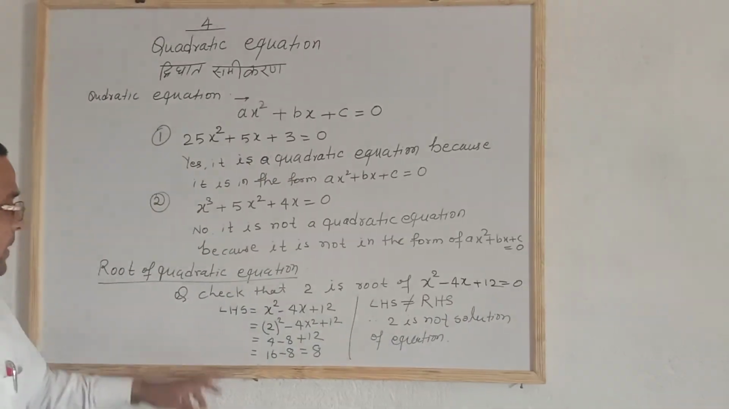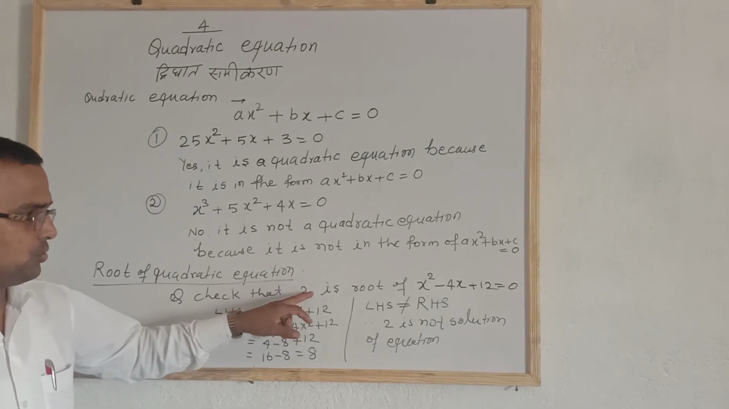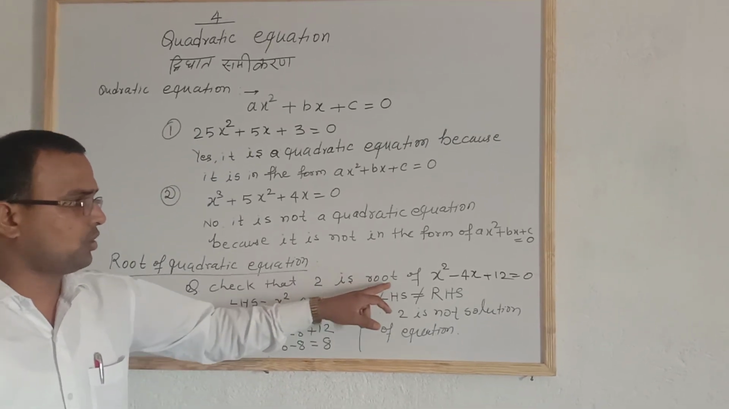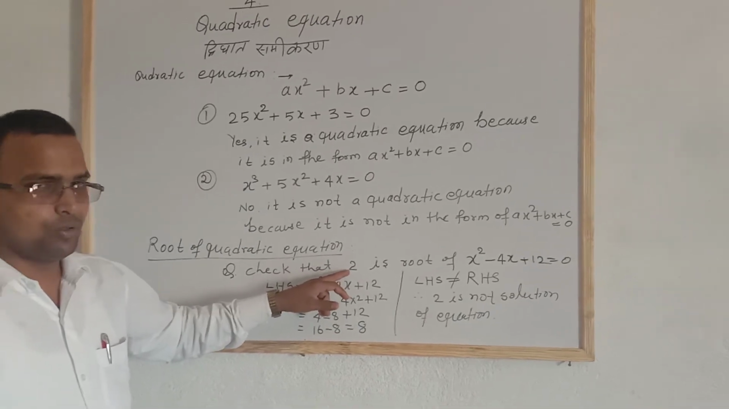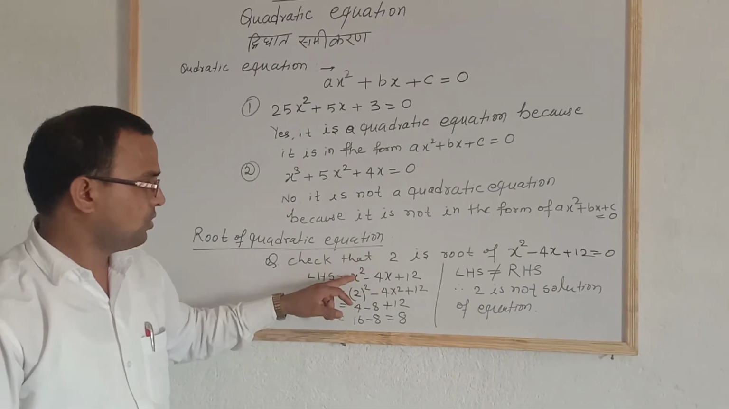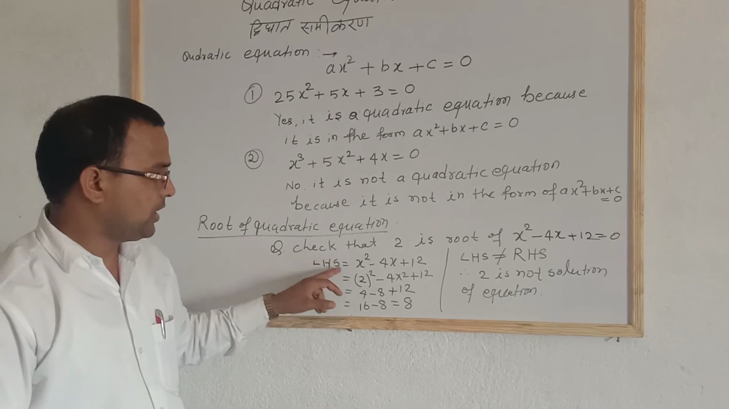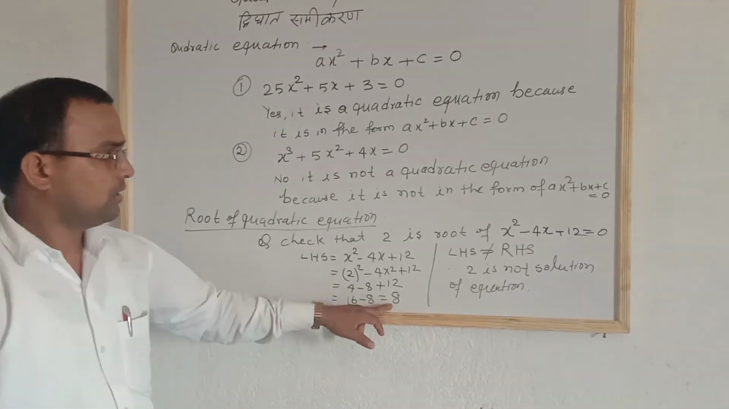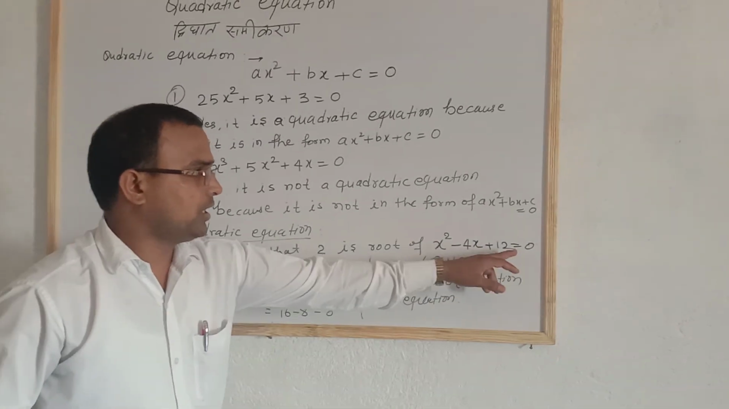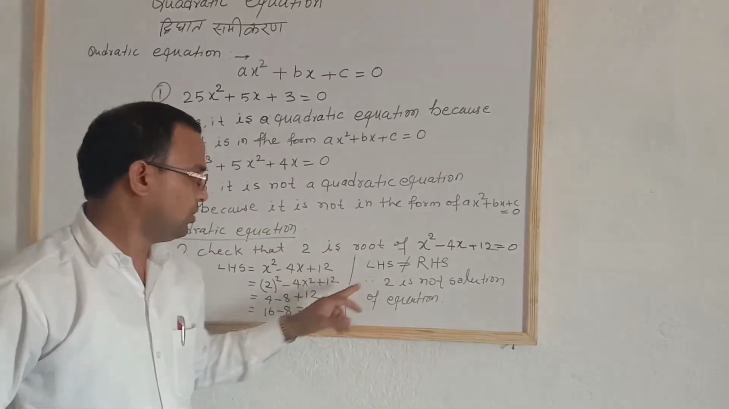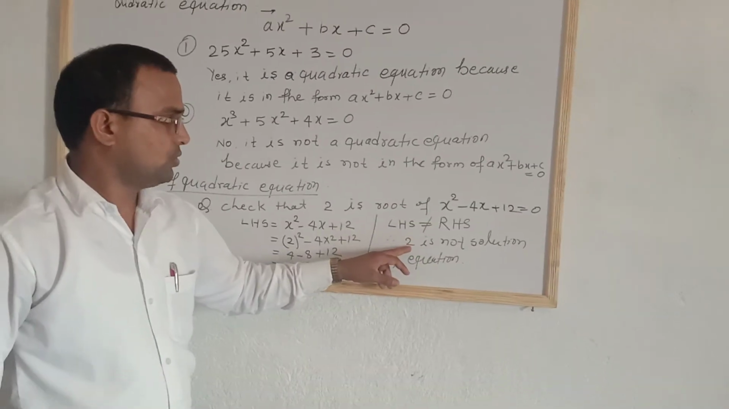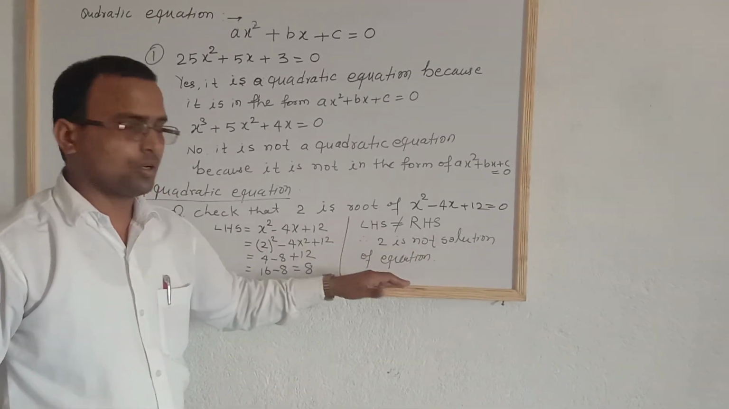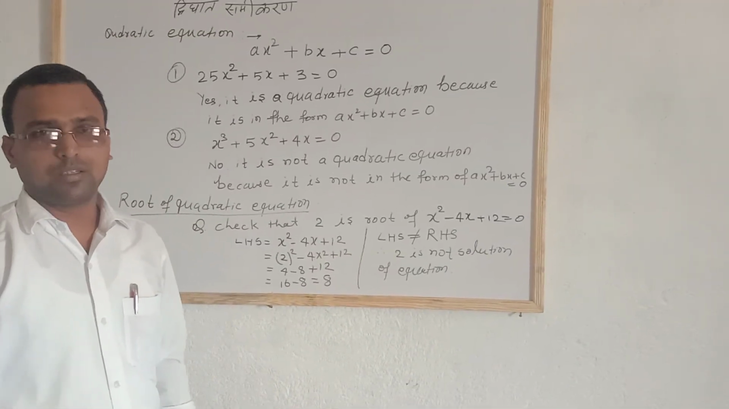Again we have to check whether 2 is root of this equation. We can put the value of x equal to 2. Here the solution LHS is equal to 8. Now we can see in the RHS there is 0. So LHS is not equal to RHS. 2 is not solution of equation. Okay, thanks.